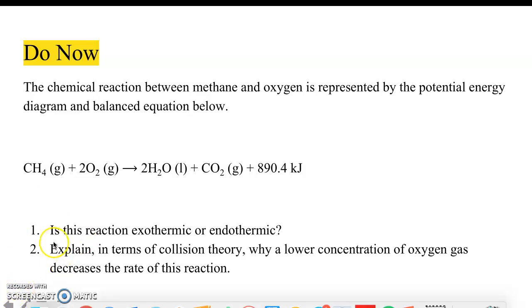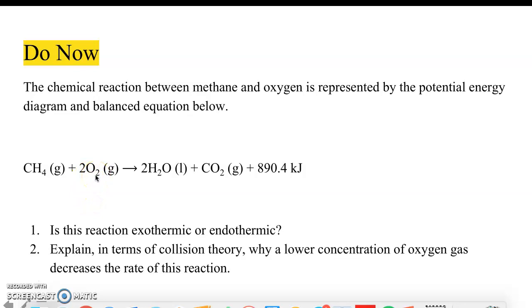Let's talk about the first question. So is this reaction exothermic or endothermic? Remember that exothermic means heat is exiting. We're losing heat, or heat is being released. Endothermic means heat is being taken in. So if we look at this equation, heat is represented by kilojoules right here. Sometimes you'll see another symbol for this, but we'll go over that in a minute. But heat is on our product side, so heat has been released from the reaction. This is exothermic.